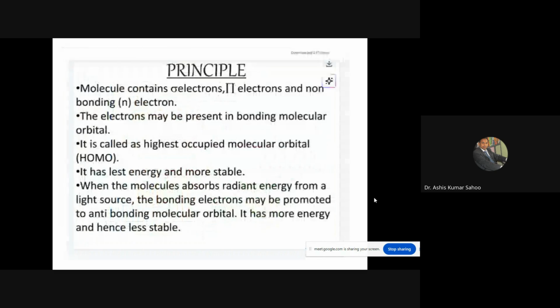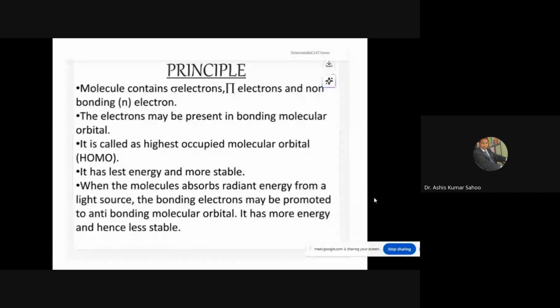A molecule contains sigma electrons, pi electrons, and non-bonding electrons. The electrons may be present in a bonding molecular orbital, called the highest occupied molecular orbital, HOMO. It has the lowest energy and is more stable. When the molecules absorb radiant energy from a light source, the bonding electron may be promoted to an antibonding molecular orbital. It has more energy.